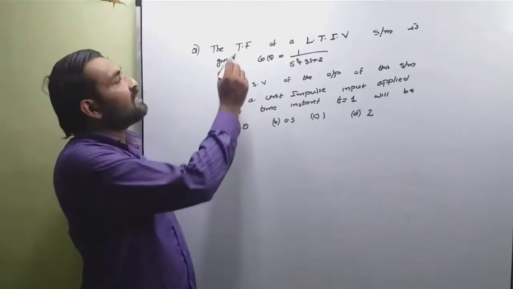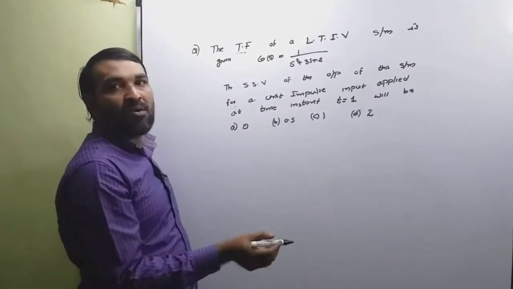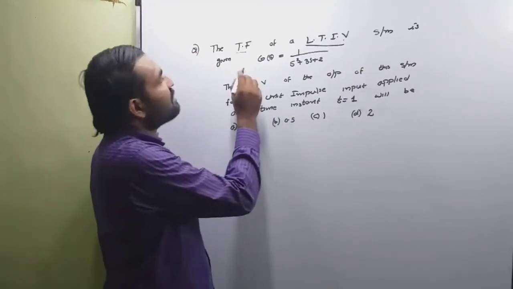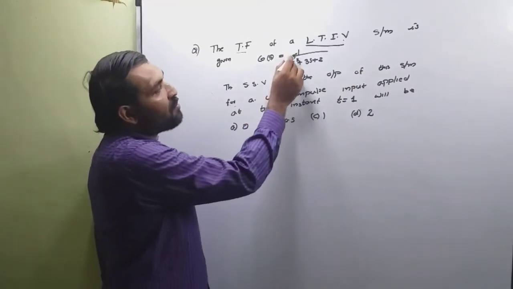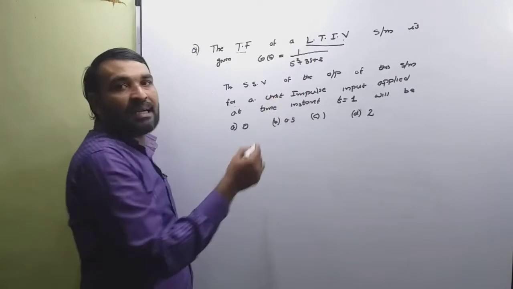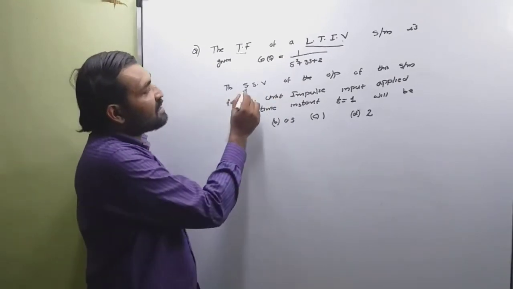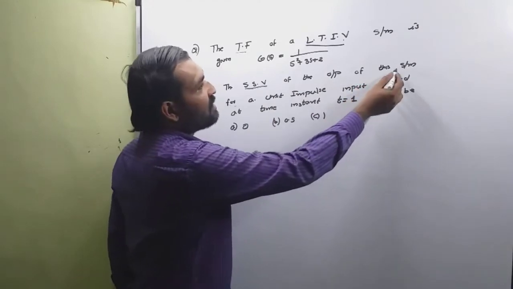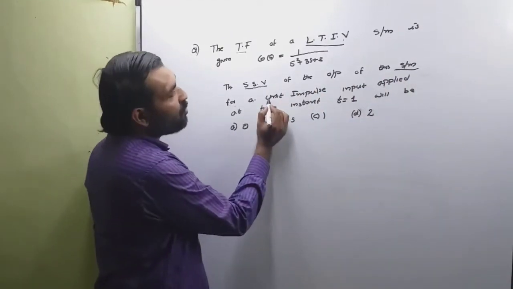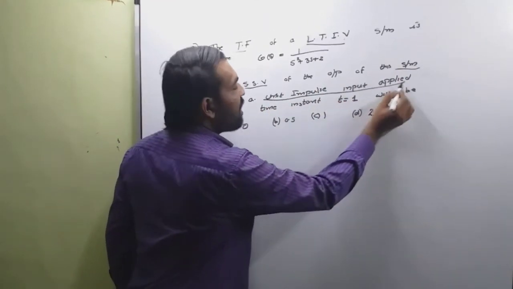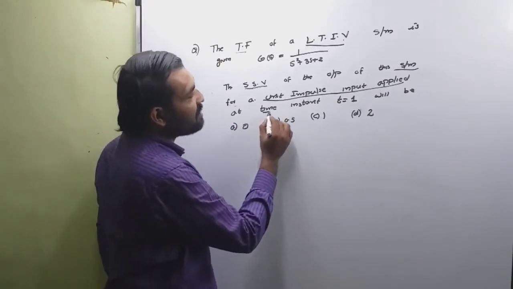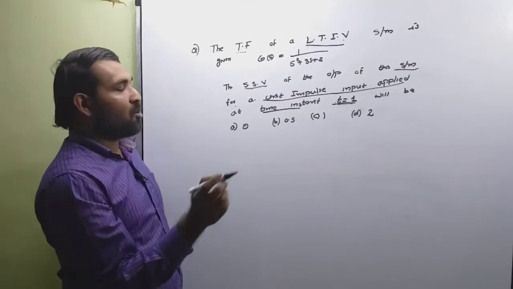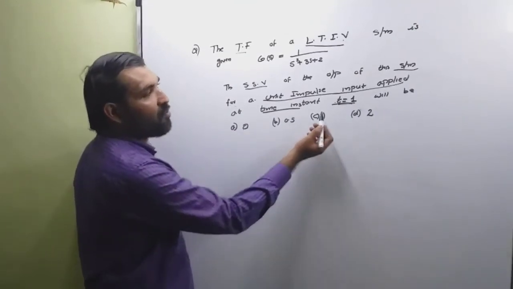Our question is, the transfer function of a linear time invariant system is given, G(s) is equal to 1 by (s square plus 3s plus 2). The steady state value of the output of the system for a unit impulse input applied at time instant t is equal to 1 will be, and the options are given: 0, 0.5, 1, 2.